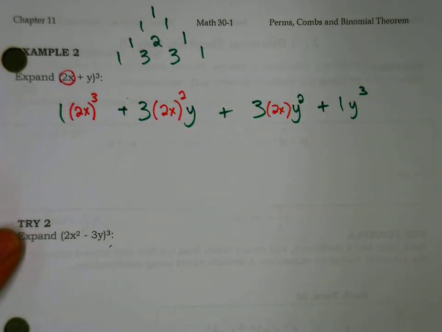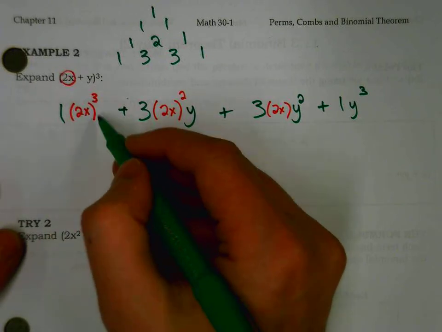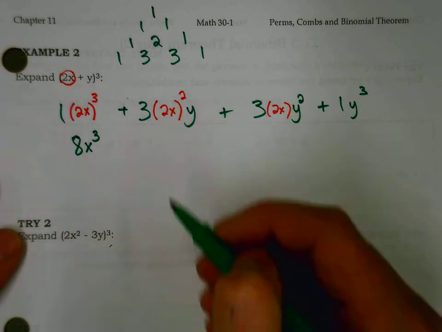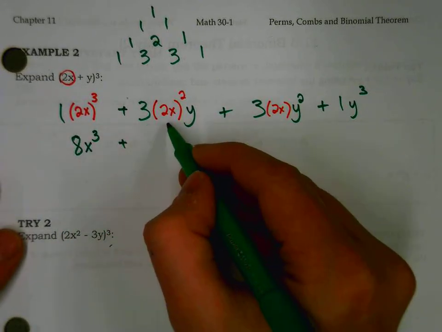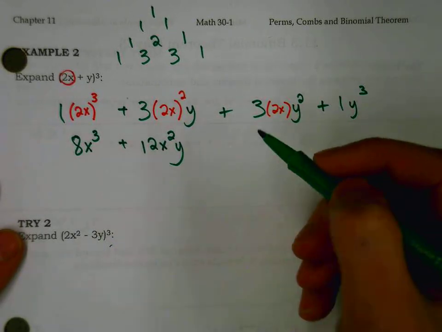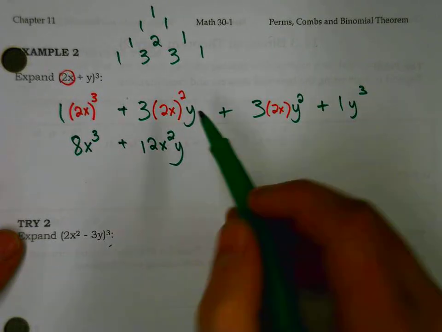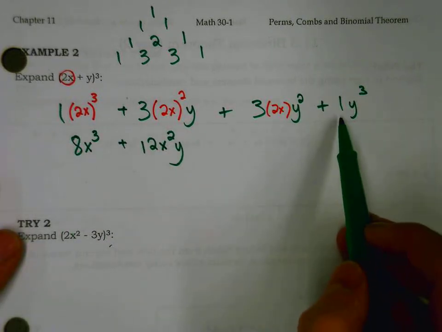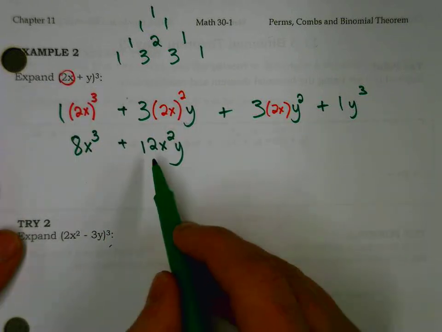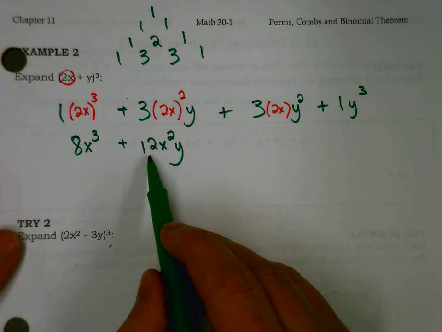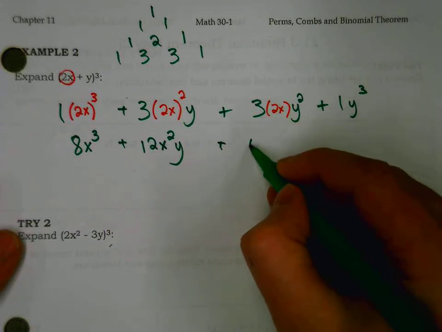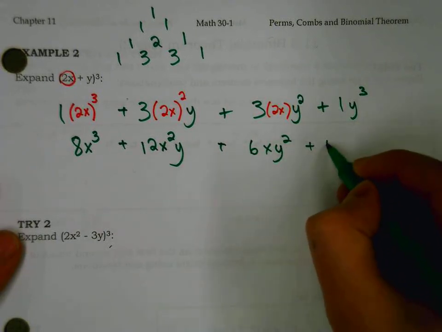This does tidy up slightly, but we do have a 1 times a 2x times 2x times 2x, or an 8x cubed. We then have a 3 times a 4x squared, or a 12x squared y. And for the first time when we talk about our coefficients, we see that the 1, 3, 3, 1 is impacted by having something more complex than an x and a y. So our actual coefficient becomes a 12. We then have a 3 times a 2x y squared and a y cubed.